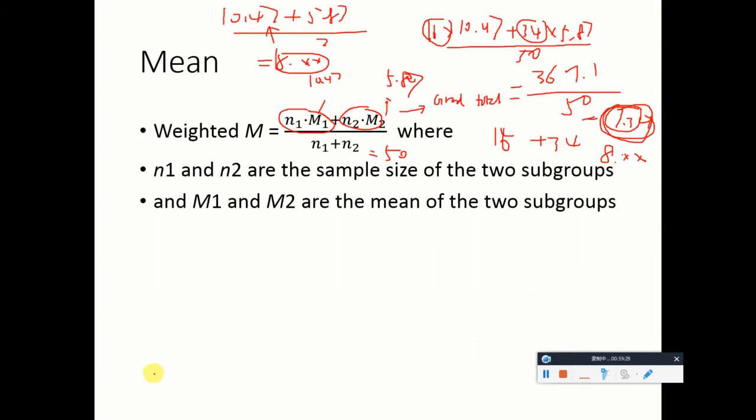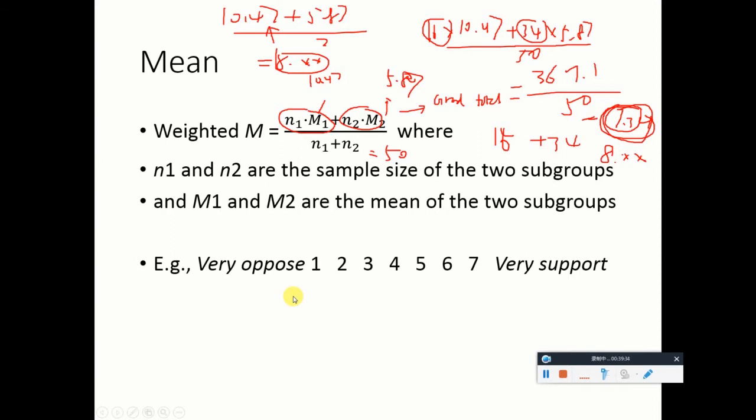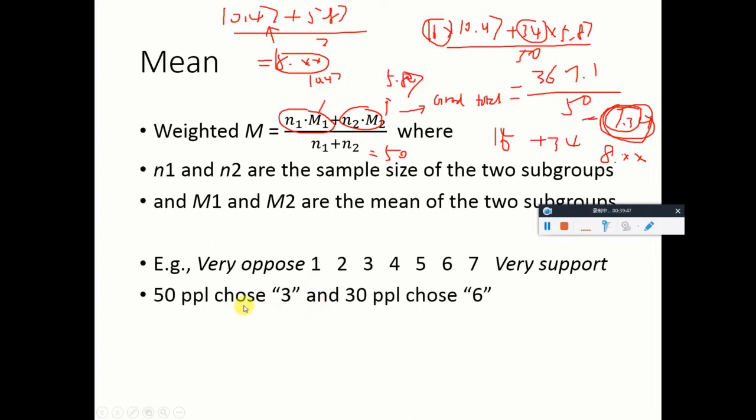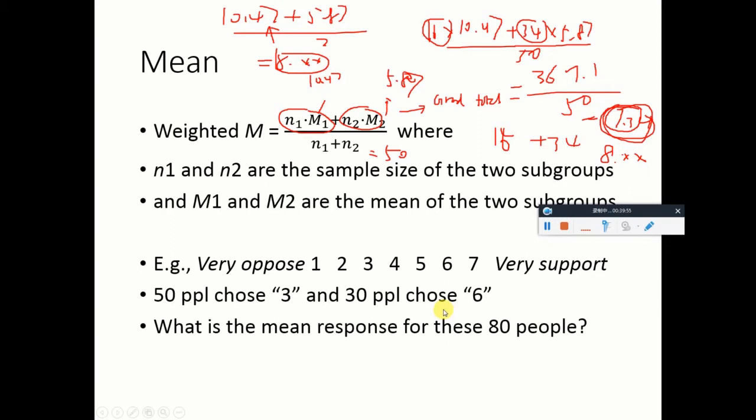Okay, so let's see if we really understand this. I have a second example for you. So let's say we have, on a 7-point scale from 1 to 7, 50 people chose 3, and 30 people chose 6. My question is, what is the mean response for these 80 people? What do we do?